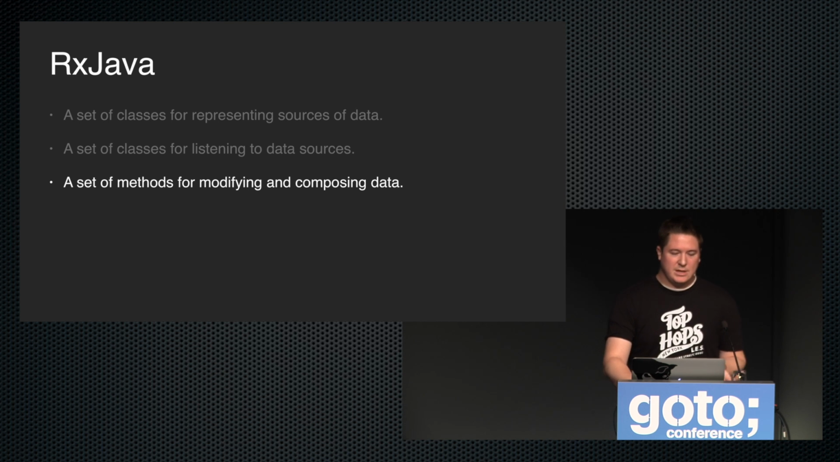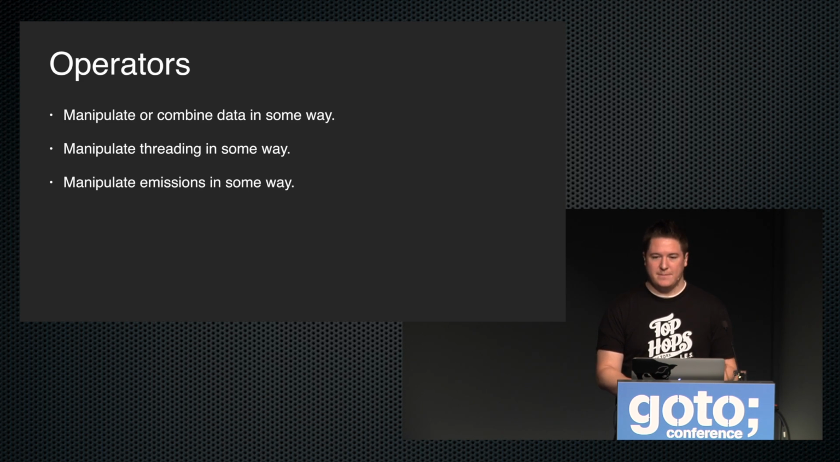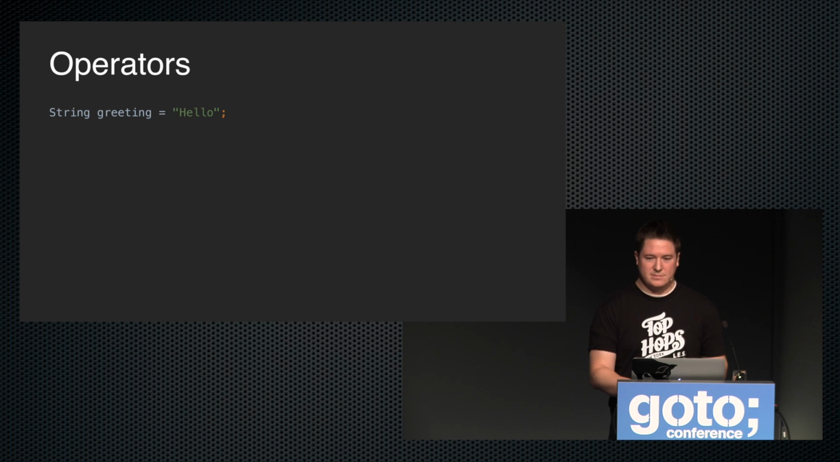Okay, so those were the types. Let's really, really quickly look at the methods that allow you to compose and change data. We call these operators, and they do basically 3 things: manipulate or combine data, they change the threading semantics, or they can start and stop emissions. We're really only going to look at the first 2.